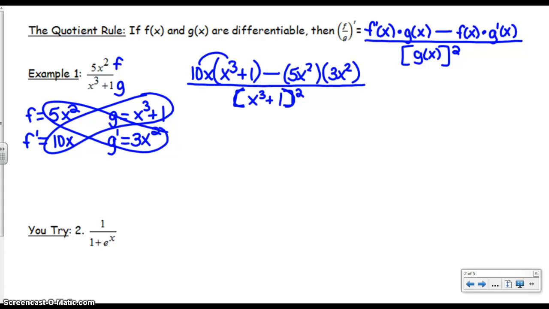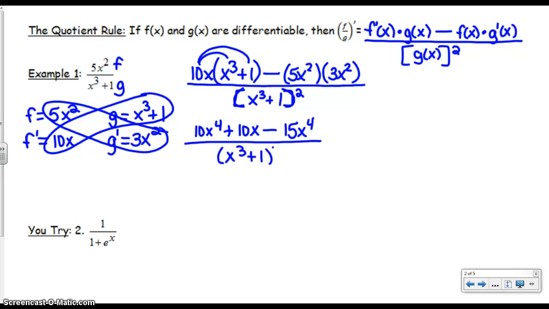So 10x times x cubed is 10x to the 4th. 10x times 1 is just 10x, minus, and then 5x squared times 3x squared is 15x to the 4th, all over x cubed plus 1 squared. And then on the top, we're just going to combine our like terms. So we end up with negative 5x to the 4th plus 10x over x cubed plus 1 squared.